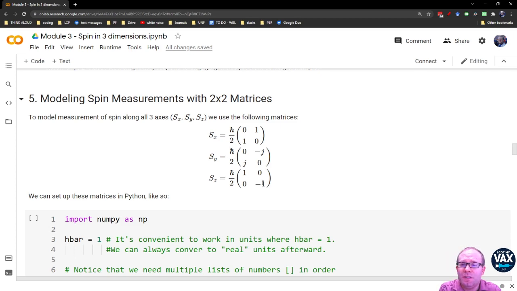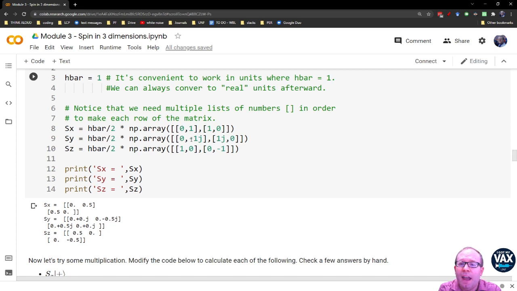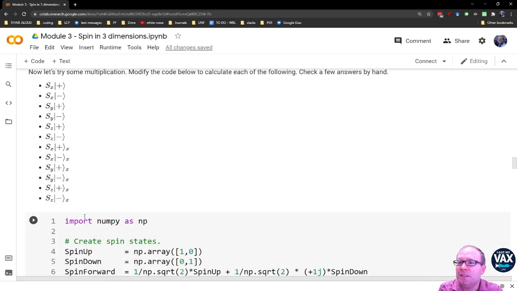Again, we can create these matrices in Python so that Python can do the math for us. So we've got our h bar over 2's, and we've got our array set up with all those elements that we had before. We've even printed them out to make sure that works out. So what we're going to ask you to do is try out some matrix multiplication. Take this code cell here and modify it to carry out each of these calculations. Some of these you'll probably be able to intuit. Like Sx on plus in the x direction, you know that's going to be a plus h bar over 2, just like it was for Sz and the plus state. Is that what you get though? That's what we want you to check on, whether your setup here gets all the appropriate answers for these multiplications.